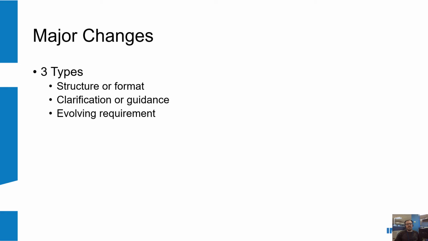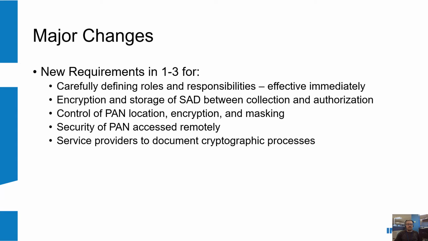So when you're talking about changes to PCI, you're really talking about three different types of things. There's what they call structure or format, there's clarification or guidance, and there's evolving requirement, which in this case pretty much means new requirement. We're going to focus on the last one today, which is the evolving requirements, because those are the ones that are most circumstantial for what it is you're going to be doing.